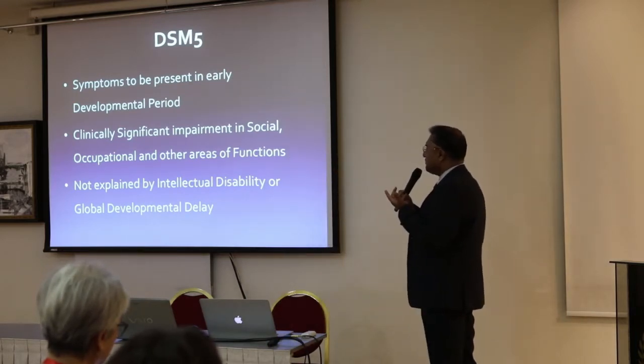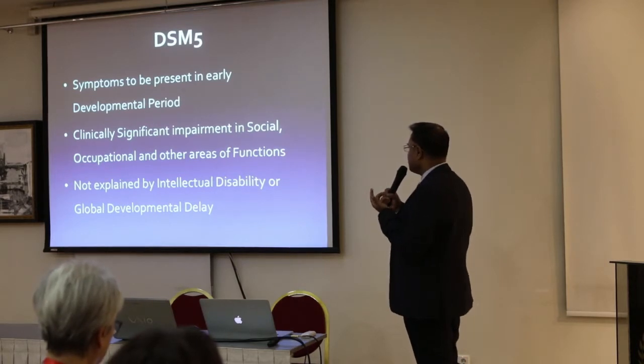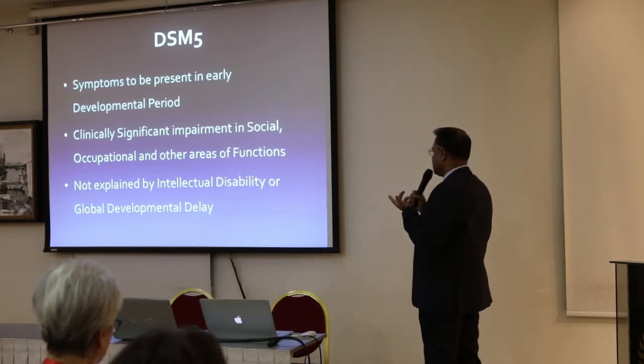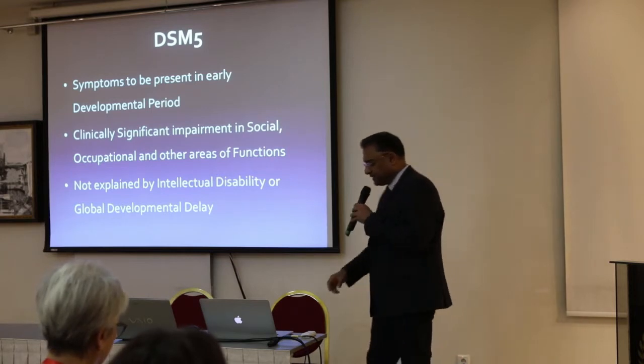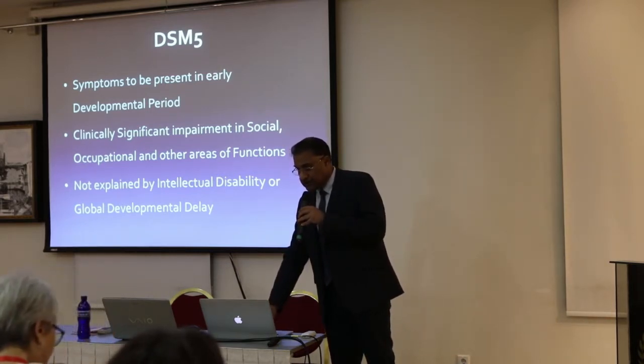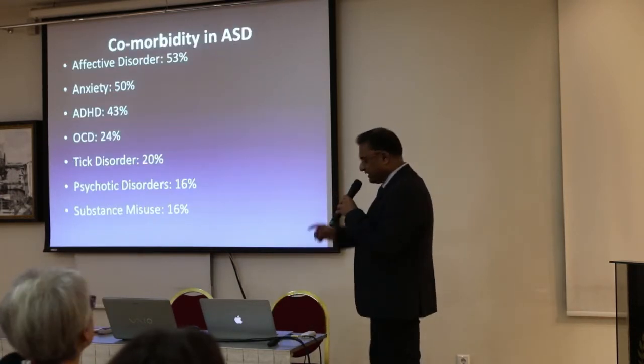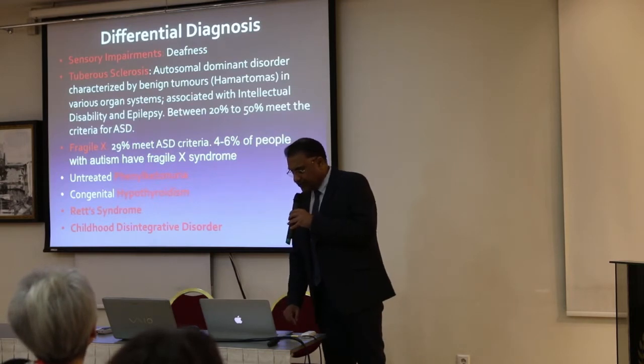So these symptoms should be present in the developmental period, and they should cause significant impairment in social, occupational, and other areas of function. And they should not be explained by intellectual disability, though autism and intellectual disability can co-occur, as we know. I think we have seen this yesterday, so I will not repeat that, but I will go straight to the differential diagnosis.